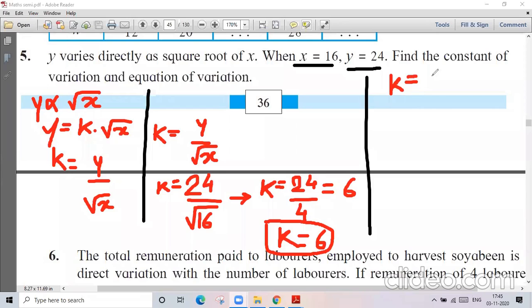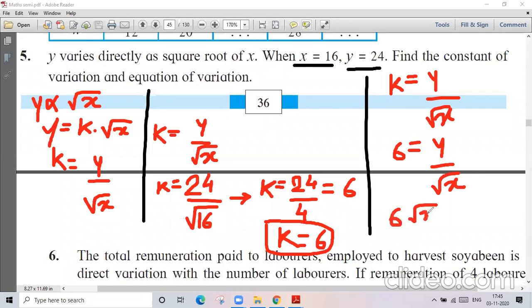किती आला तुमचा y upon root x. Right? So k ची value तुम्हाला already मिळाली, 6. Therefore 6 is equal to y upon root x. This is the equation of variation. समझा? एवढं लिहिले तर चालेल, किंवा इसको ऐसा भी लिख सकते हो: 6 root x, cross multiplication केला आपण, is equal to y. If you write in this way, it is also correct. लक्ष द्या.